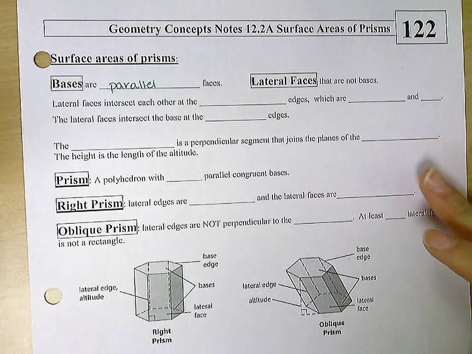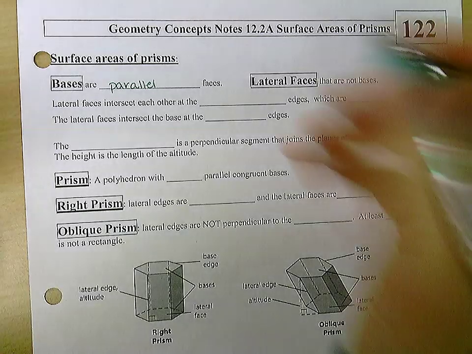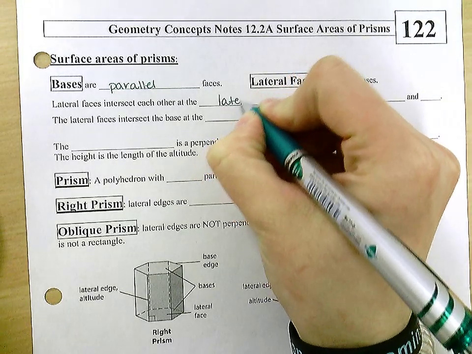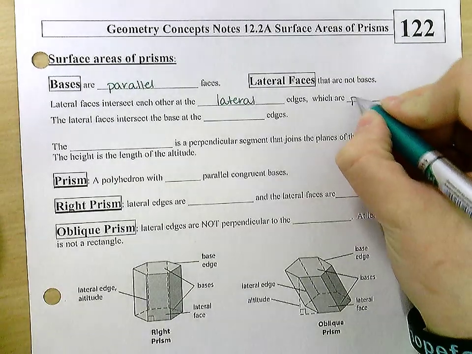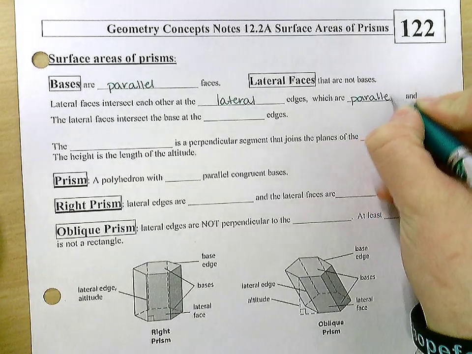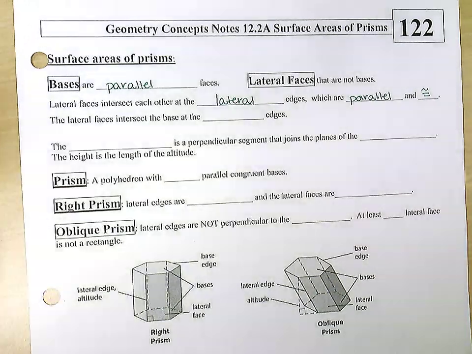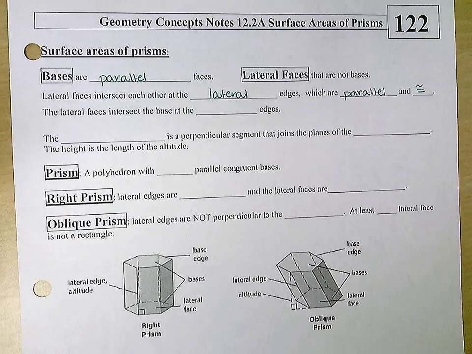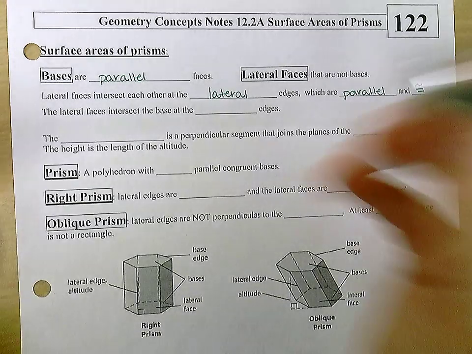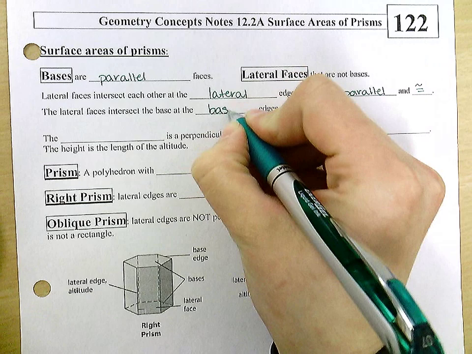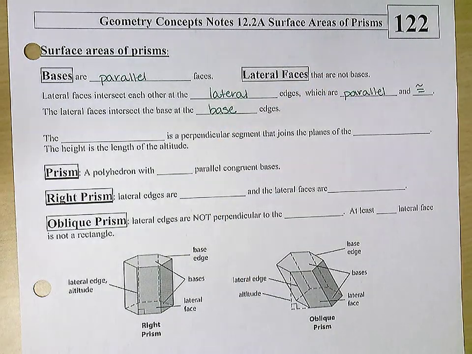So lateral faces intersect each other at the lateral edges, which are parallel and congruent. The lateral faces intersect the base at the base edges. So your lateral faces have a lateral edge, your bases have a base edge.